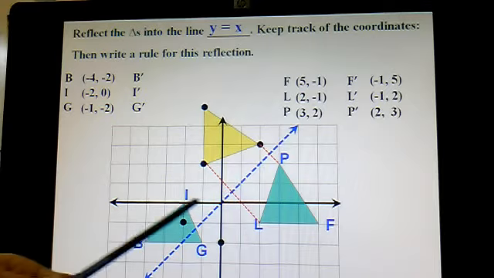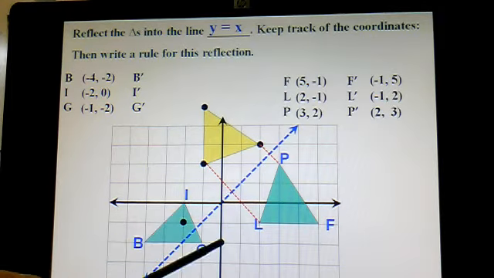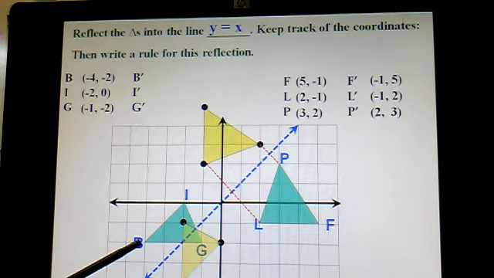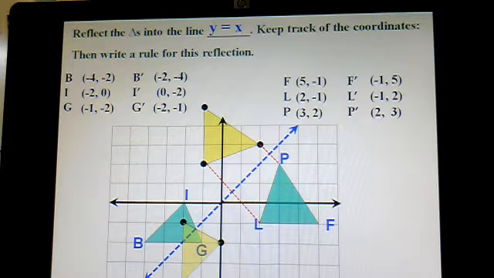So -2, 0 ends up down here at 0, -2. -1, -2 ends up here at -2, -1. And of course B ends up at -2, -4, which was just reversing the coordinates. So we've kind of talked about it. Now I want to get a rule for it.